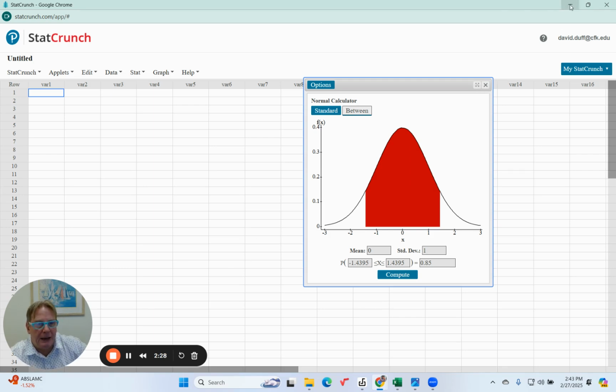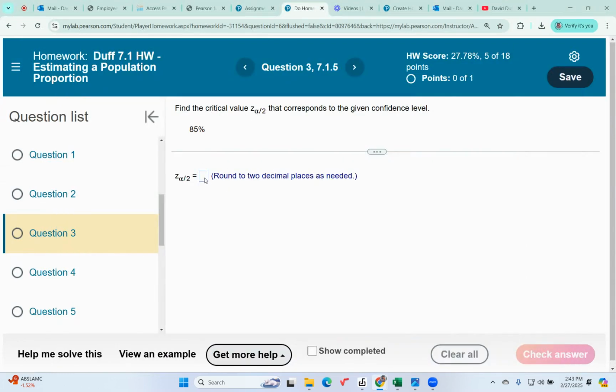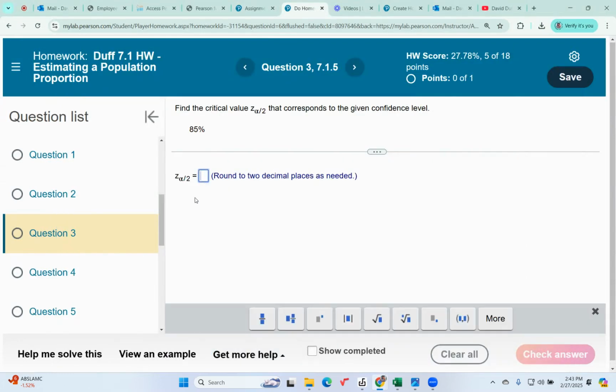So let's go back and input our numbers here. So we're looking for z of alpha divided by 2. So we're actually looking for the positive version of this.